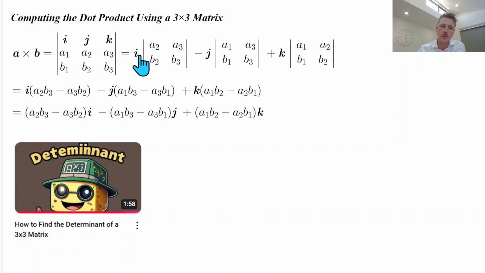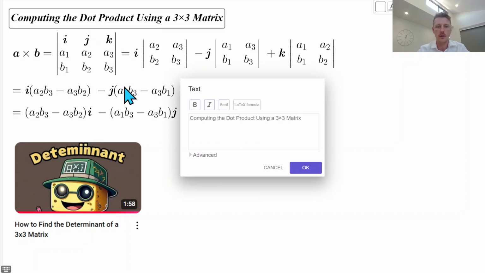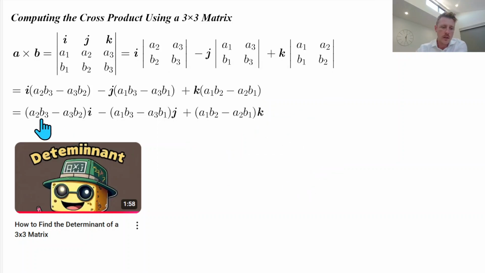So you would do the I component multiplied by the determinant of this mini matrix here, minus J multiplied by the determinant of this mini matrix here. And then you do all that, and you'll get this as your cross product, not the dot product, sorry, of the two vectors A and B.